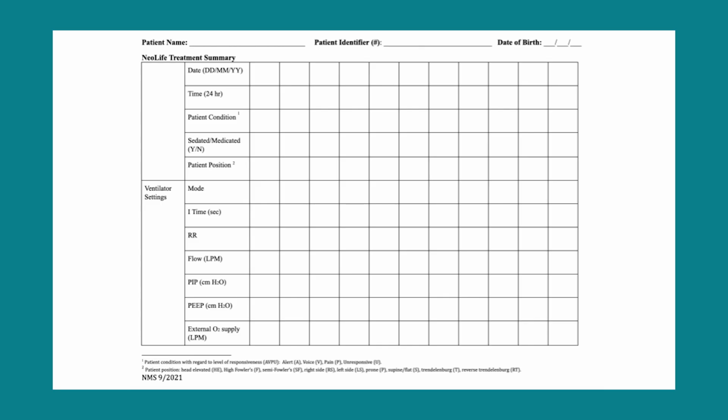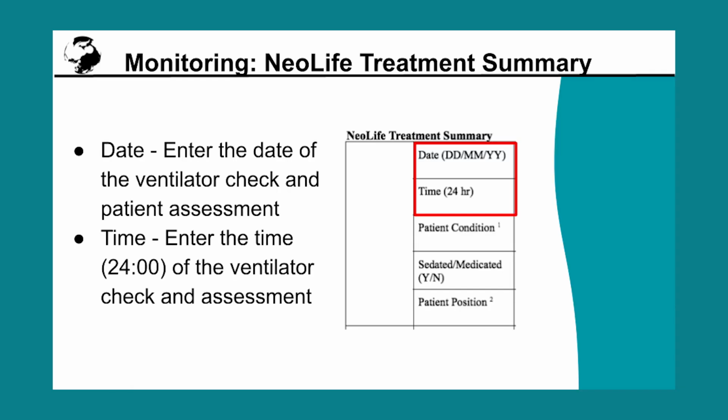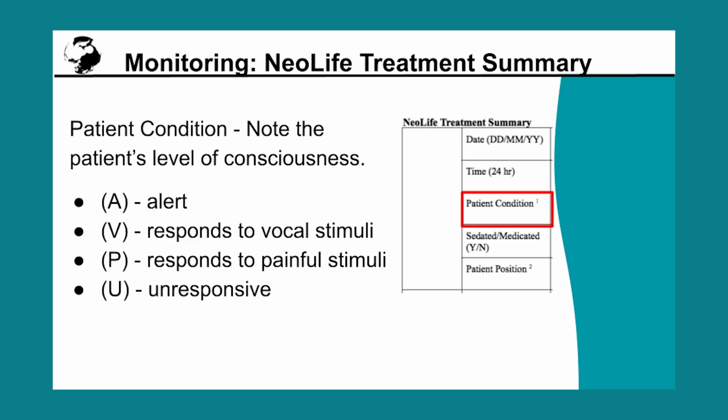The second page of the newborn monitoring sheet covers additional patient information and ventilator settings. The healthcare professional first records the date and time of the ventilator check and assessment. The patient's condition in regard to the level of consciousness is documented. If the baby is alert, the caregiver would write the letter A. If the baby responds to verbal stimuli, the caregiver would write the letter V. If the baby responds to painful stimuli, the caregiver would write the letter P. If the baby is unresponsive, the caregiver would write the letter U.